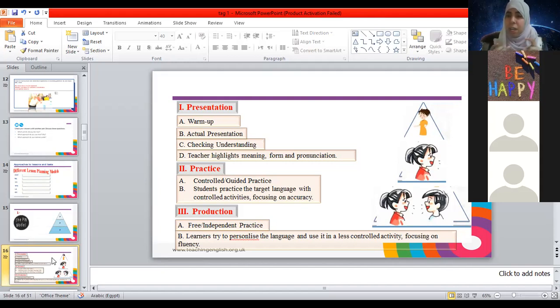So the first part, presentation, is all about the teacher. He explains, checks understanding, and highlights the form, the pronunciation, and the meaning. But here I have a question: how can the teacher check understanding after the presentation? By asking questions, concept checking questions. And here the teacher highlights meaning, form, and pronunciation.